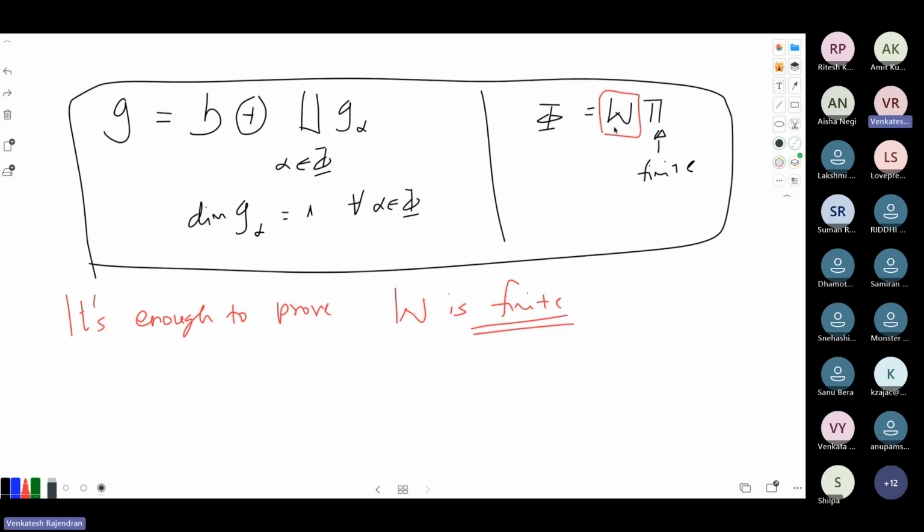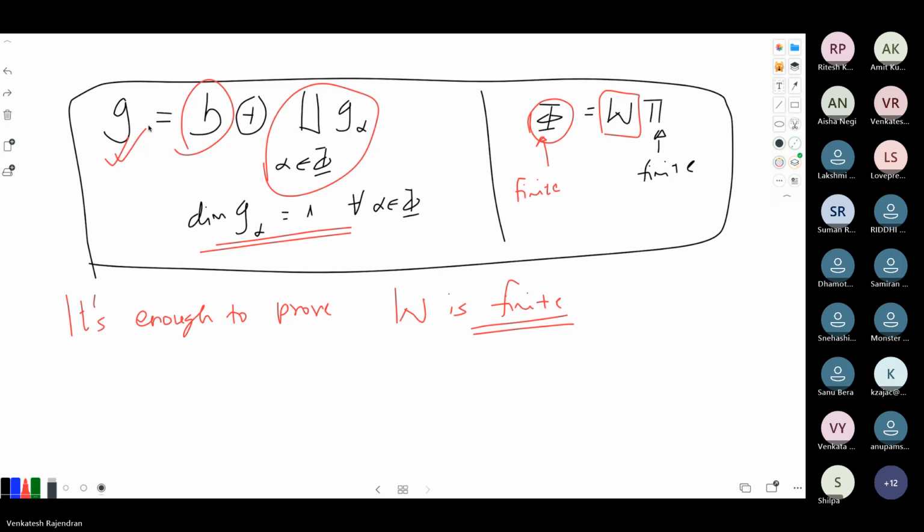Because W finite will imply that Φ is finite. And if Φ is finite, then this is a finite dimensional space because each root space is one dimensional. So this is already a finite dimensional space. So that would say that G is finite dimensional. But proving W is finite uses geometry. So there are many proofs actually.